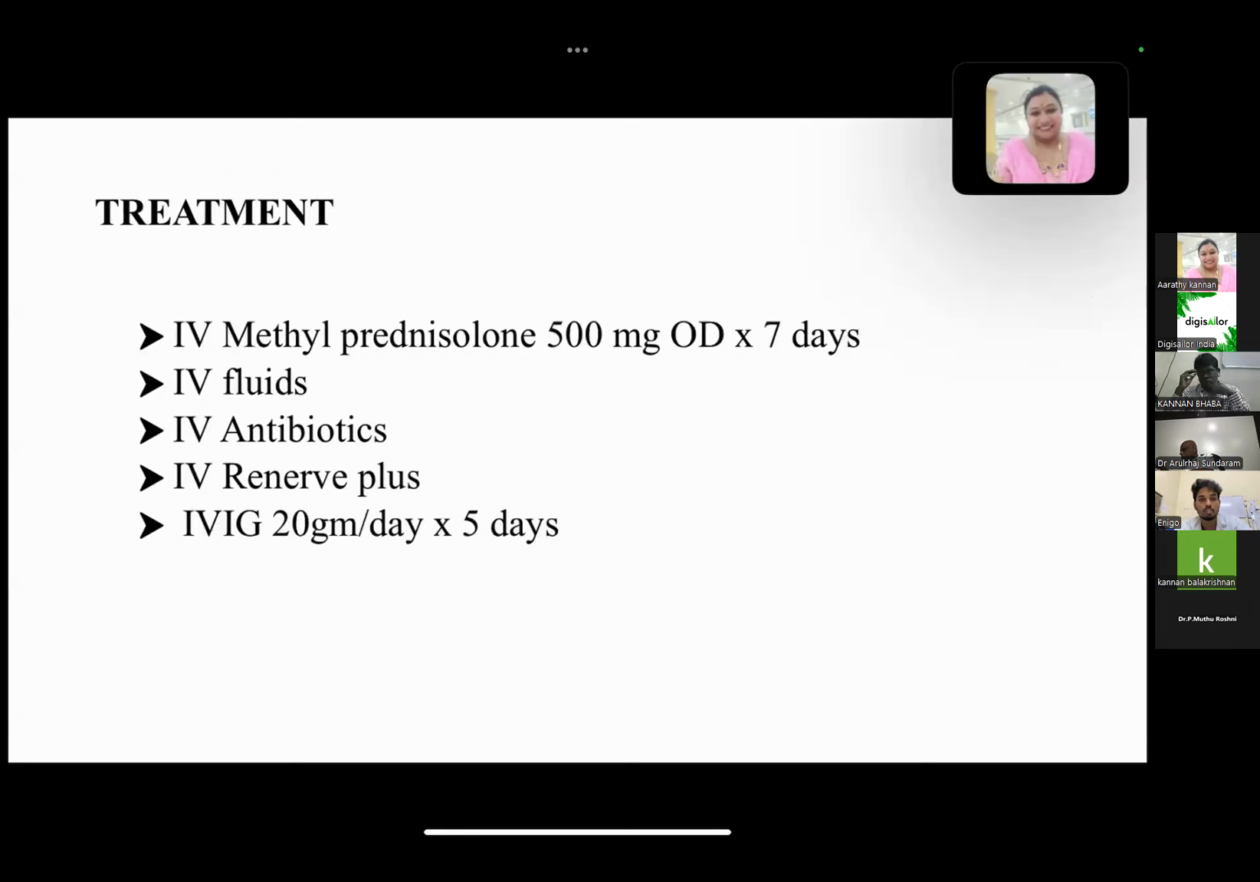So the treatment was started. IV methylprednisolone 500 mg was given for 7 days. IV fluids and IV antibiotics were given. The patient was given IV immunoglobulin 20 gram per day for 5 days.